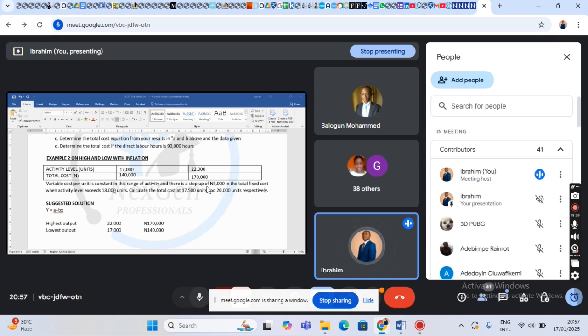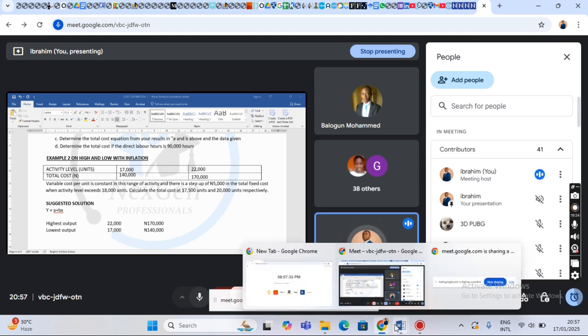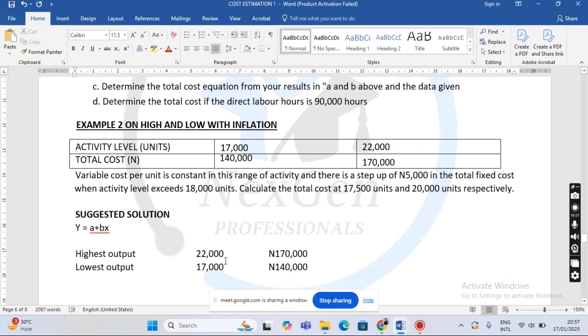So therefore, we were told that if the production exceeds 18,000, which in this part is from 17,000 to 22,000 units, right? So definitely the production has already exceeded 18,000. It has already exceeded 18,000. Now, what do we do if this production has already exceeded 18,000 units?